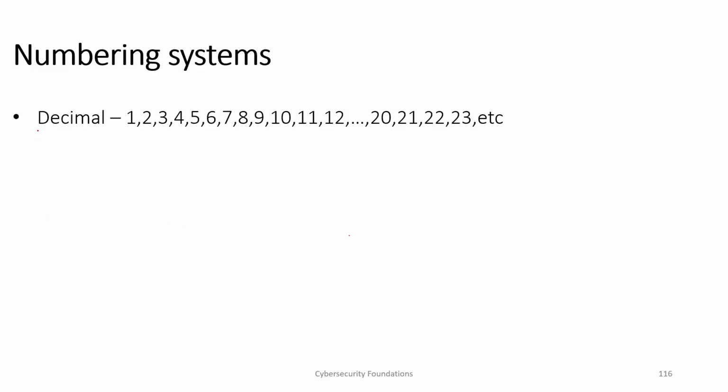We have what is called the decimal numbering. Decimal numbering means that we can use 1, 2, 3, 4, 5, 10. And once we reach 10, we remove the 0 and add 1, so it will become 11, 12, 13, 14, 15, and so on, right? This is known as decimal.